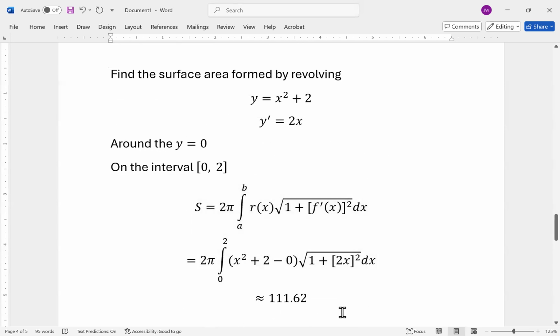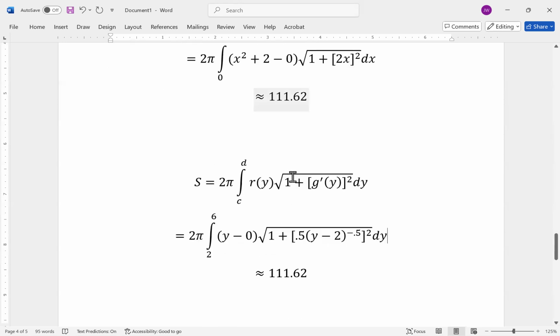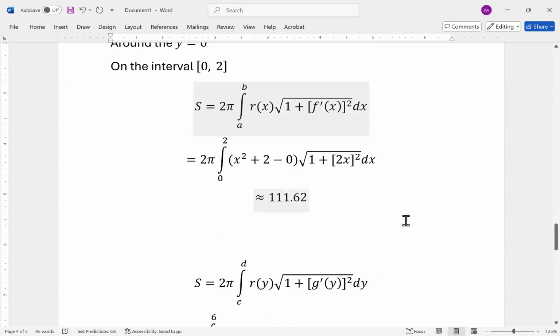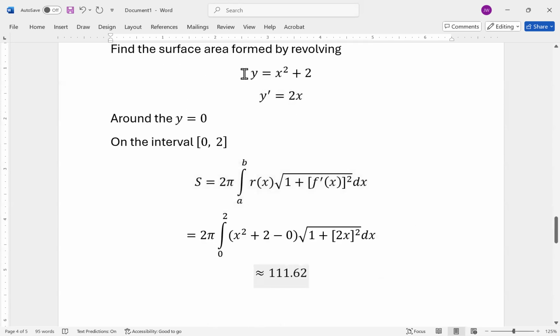I think this one is easier because it doesn't force me to solve for x, and it's easier to take a derivative in this case compared to this one. Some people might use this one because they like integrating with respect to y. If I have y as a function of x, I tend to like integrating with respect to x.